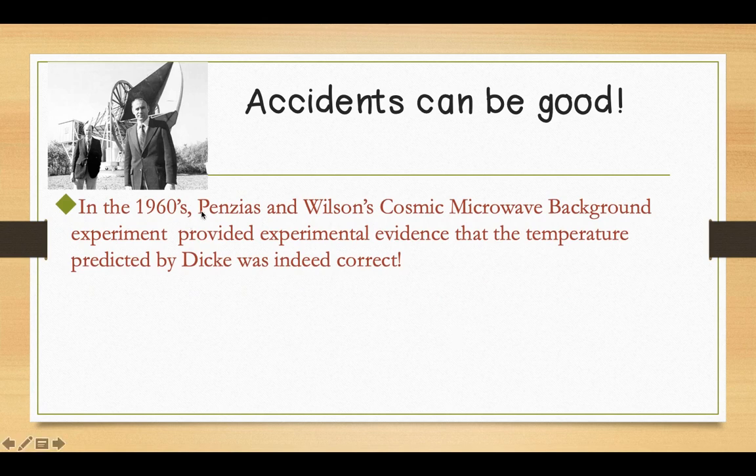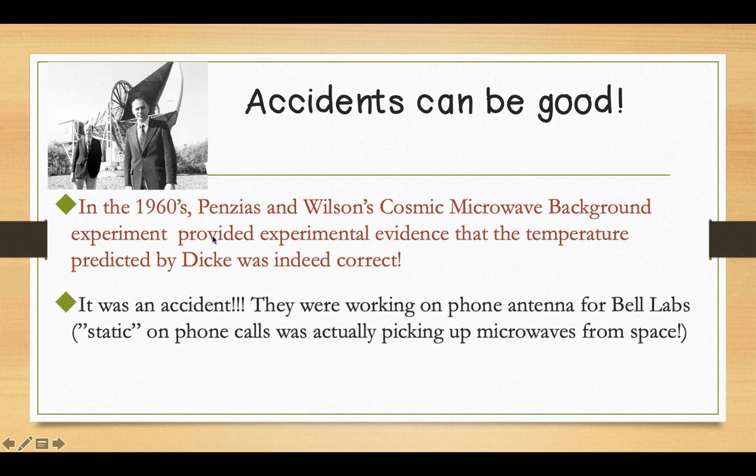So here's the last thing. Penzias and Wilson figured out something called the cosmic microwave background experiment. And that's the evidence that Dicke's prediction of the temperature was accurate. It was correct. In the 1960s, Penzias and Wilson were working for Bell Labs, a telephone company, which was trying to make satellite calls. They kept getting static on the phone calls, so they called Penzias and Wilson to figure out what was going on.